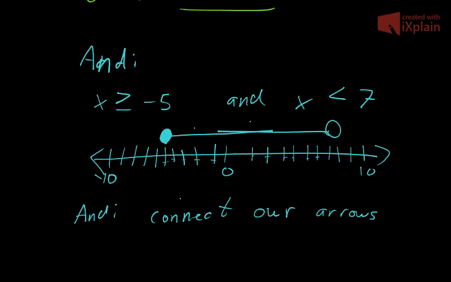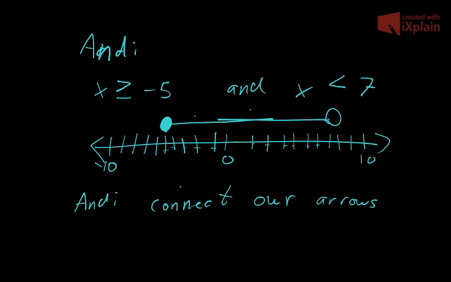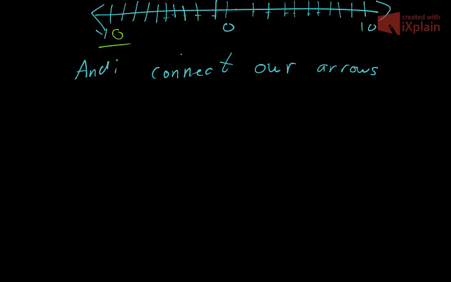The reason for this is if I picked negative 10, I could say negative 10 is definitely less than 7. Negative 10 is in fact less than 7, which means that it works, but the and means it also needs to be greater than or equal to negative 5. So to make that happen, all we're going to do is connect our arrows, and just like that, we are done.